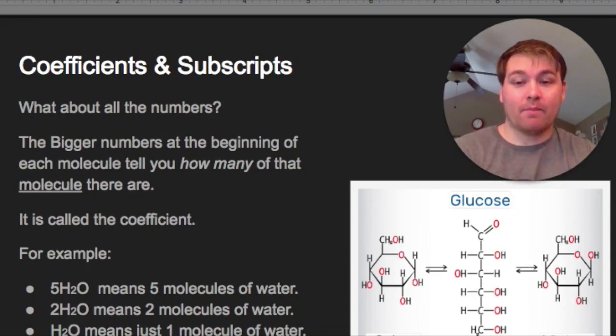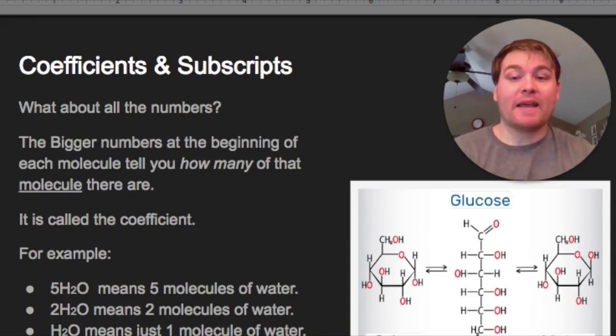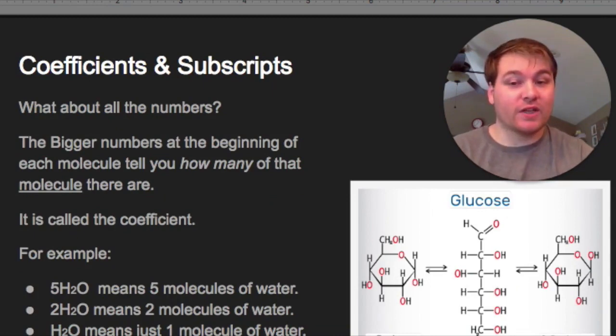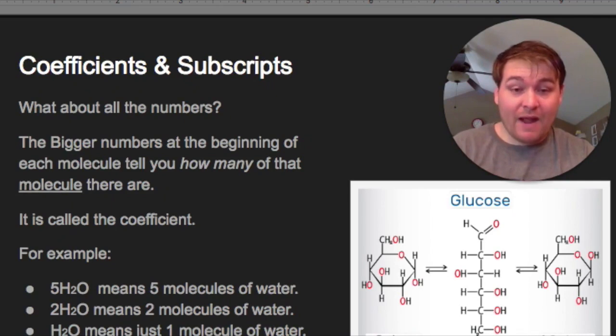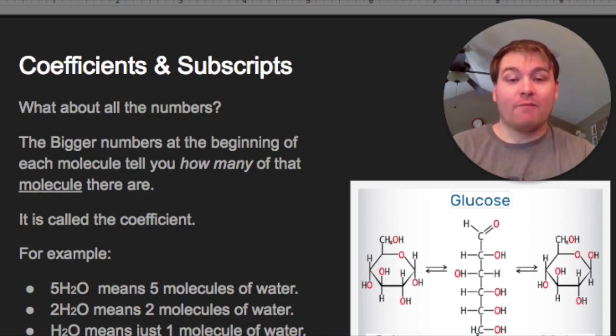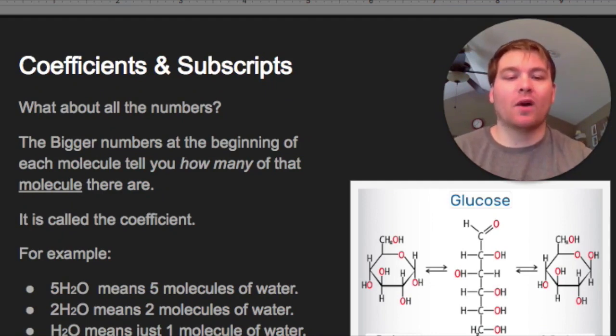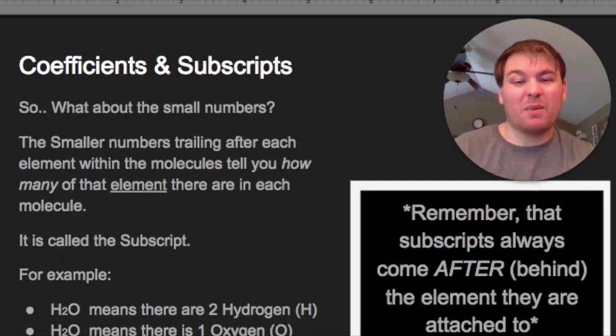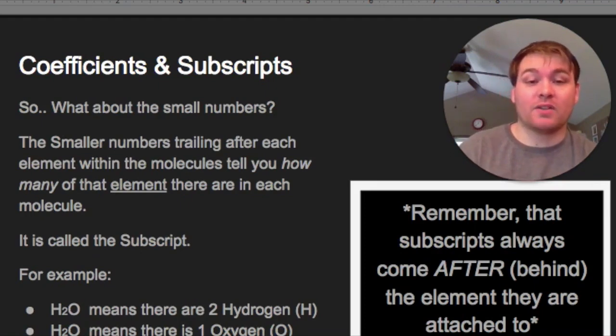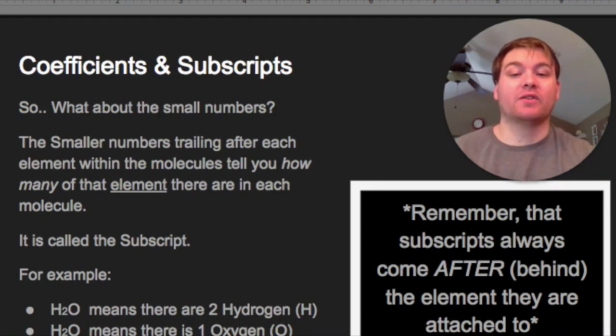But what about all the numbers? Well, the bigger numbers at the beginning of each molecule tell you how many of that molecule there are. They're called coefficients. For example, 5H2O means 5 molecules of water. 5 is the coefficient. 2H2O means 2 molecules of water. And H2O just means 1 molecule of water. There's no coefficient, which means there's just 1 molecule. But what about the small numbers? Well, the small numbers that trail after each element within a molecule tell you how many of the element are in each molecule.